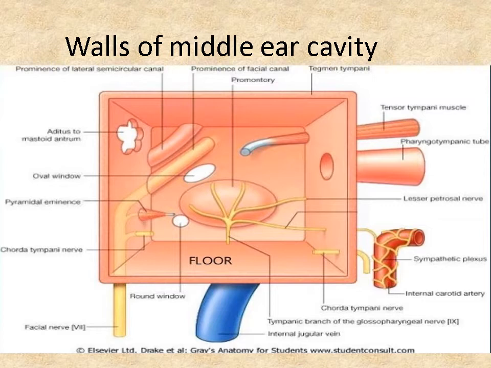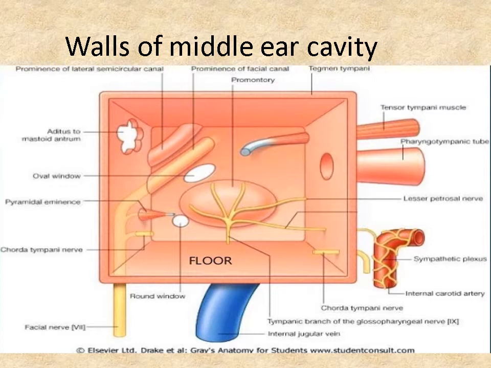What about the lateral wall? The lateral wall of the middle ear cavity has the tympanic membrane to separate it from the outer ear. Also, in addition to the tympanic membrane, it has bone from above and bone from below. What about the medial wall? The medial wall is the most important.